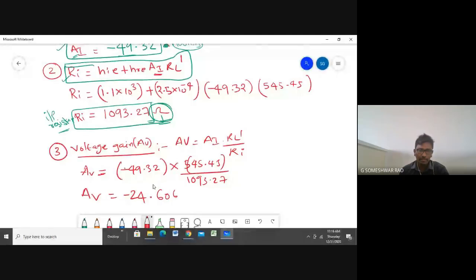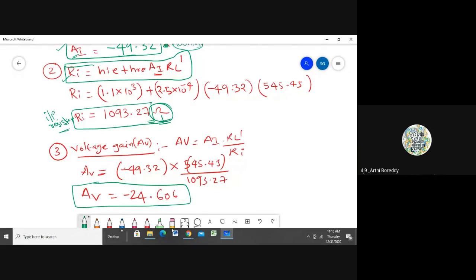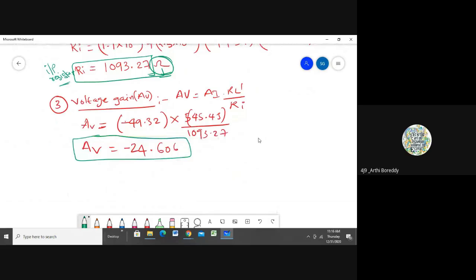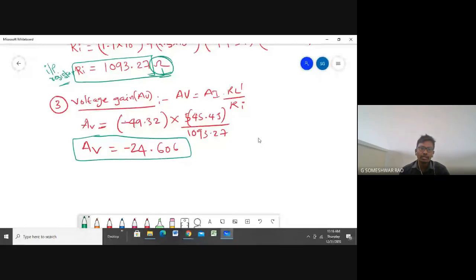Any units for this? Can you say units for this? No, sir. Why so? Because it is output voltage to input voltage, so both cancel. This one also has no units. Very good. So go through the fourth parameter.